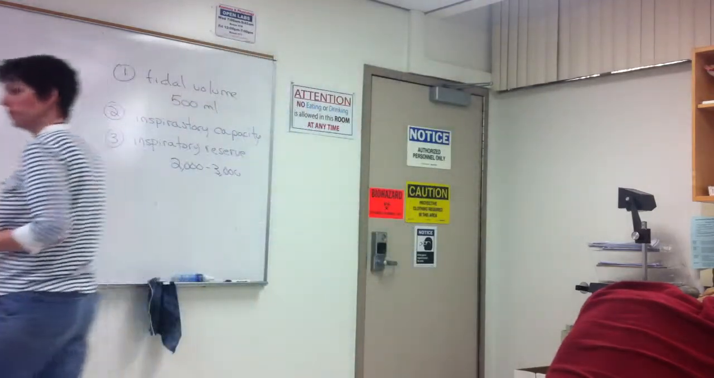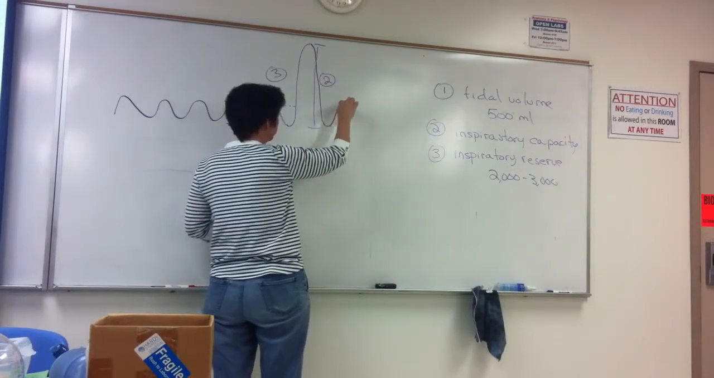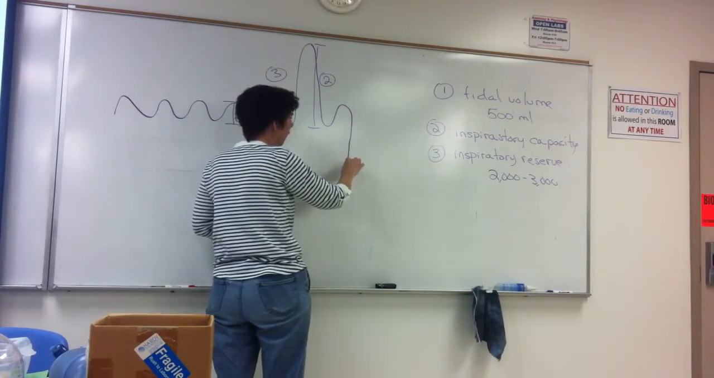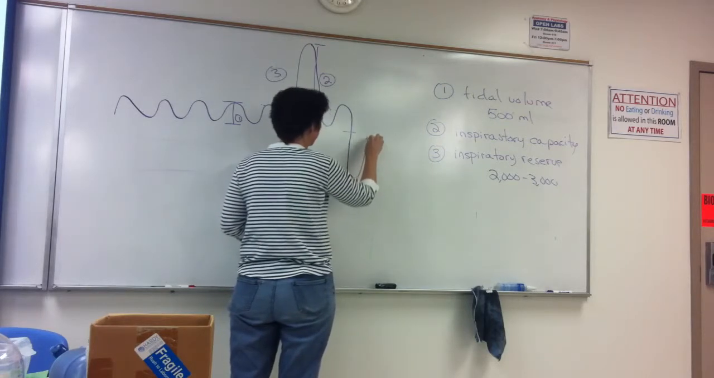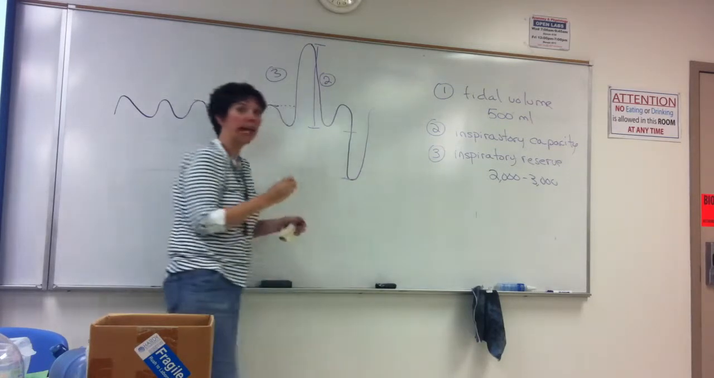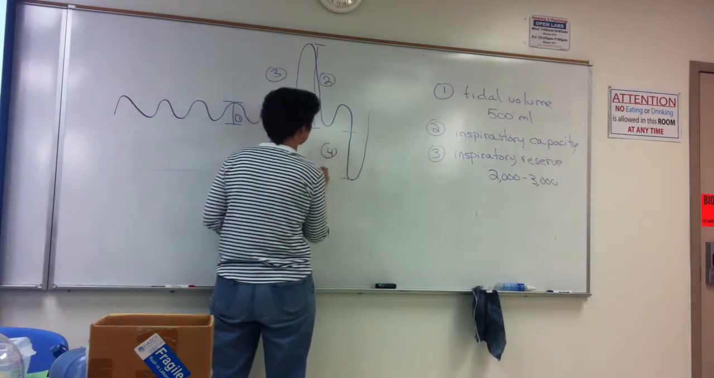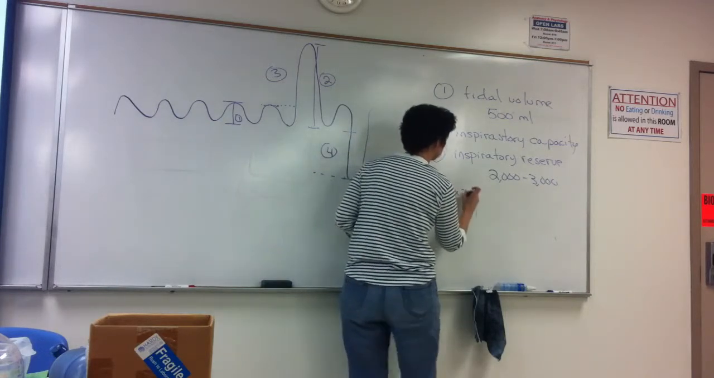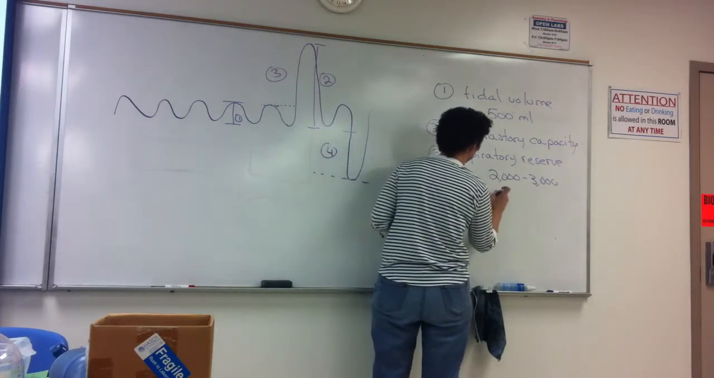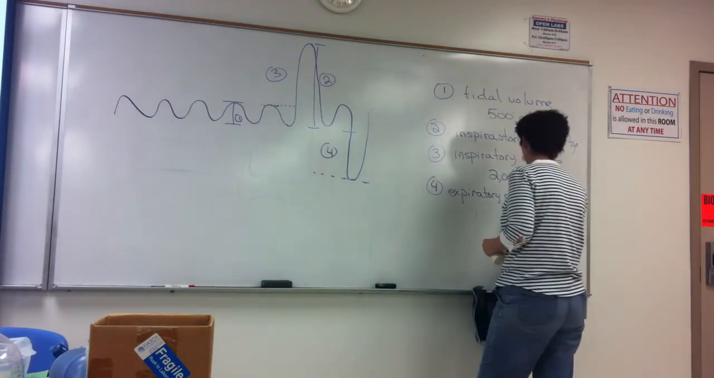All right, now, when we breathe down, take a few more comfortable breaths, and now we're going to force air out until we can no longer force any more air out, and that is our expiratory reserve. And that's about 1,000 to 1,200.